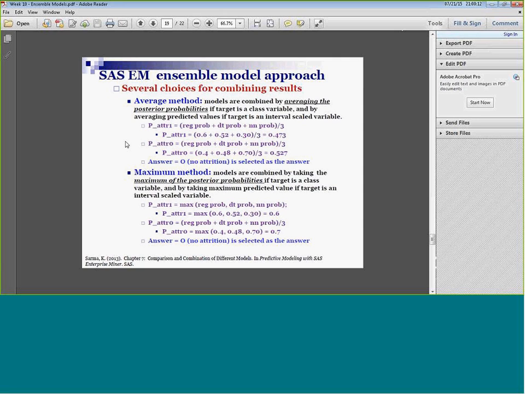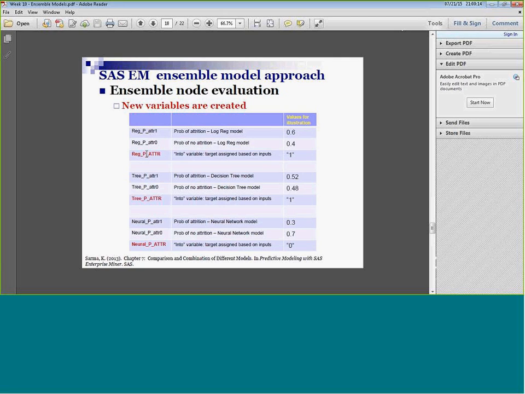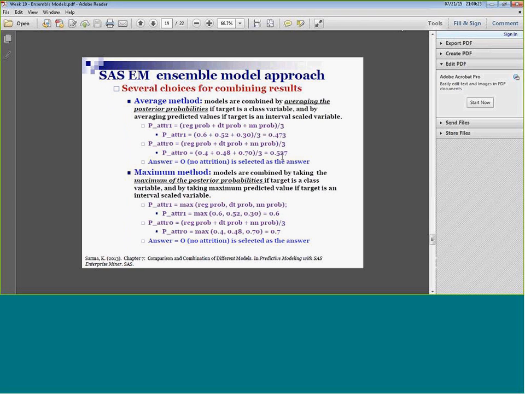What were the 3 probabilities for not attriting, rather? 0.4, 0.48, and 0.7. So we combine those and divide by 3. Pretty simple process. And we get 0.527. Again, highest number wins. So the answer coming out of the ensemble node is no attrition if you're using this method. Okay. So that's the simplest method, probably the easiest, and pretty understandable. We're just taking those probabilities that came out of the models, and averaging them.